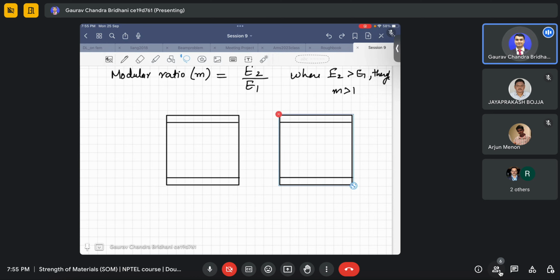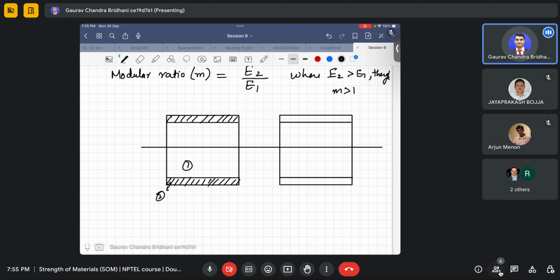Okay, I am putting them at the same levels. Now I draw the neutral plane. Suppose this is our neutral plane. Okay. So now what happens? This is material 2, which is of high strength, and material 1 is normal. This is 1 and this is 2.